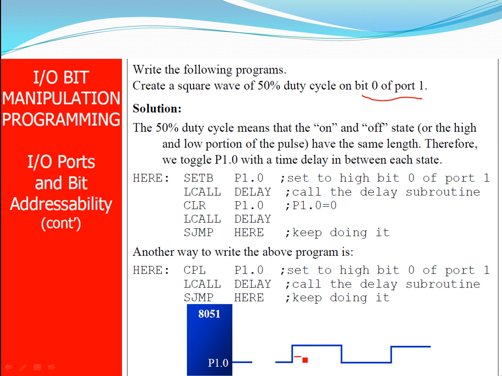The width of this signal will be decided by the delay in the subroutine, because for a 50% duty cycle the on time and off time are both equal, and so we are calling the same delay program. So this is how you can access a particular bit in a port.